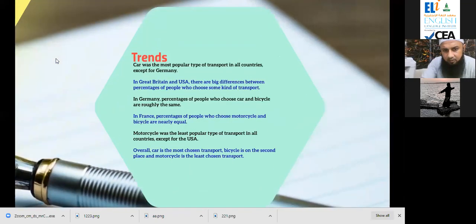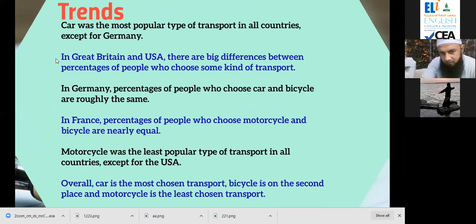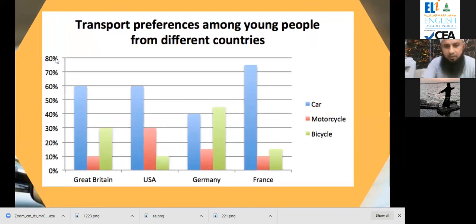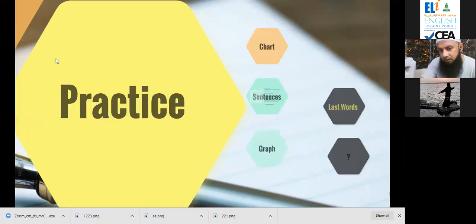Like in France, the percentage of people who choose motorcycle and bicycle are nearly equal. Now check again, France. Yeah, nearly equal. See? Bicycle and motorcycle, they're nearly equal. A very small fraction goes up.